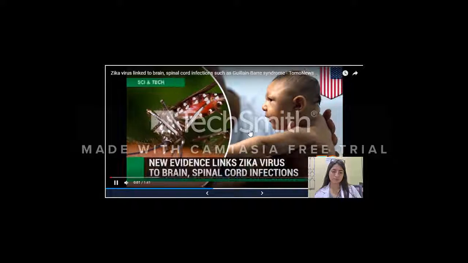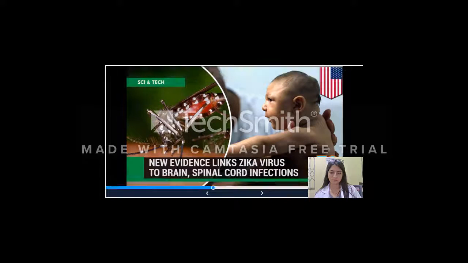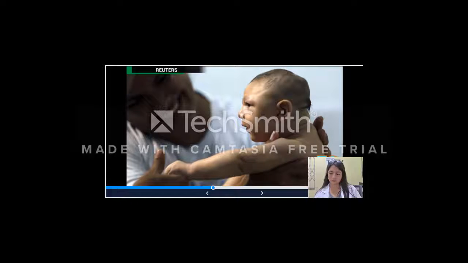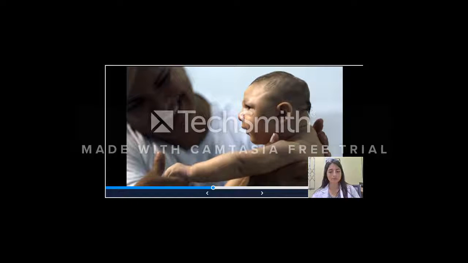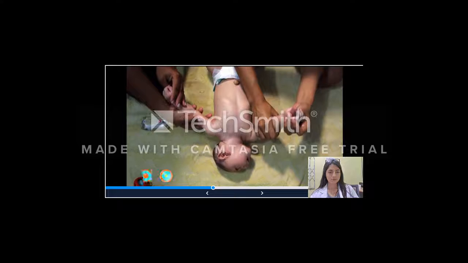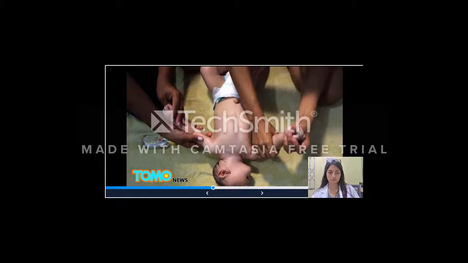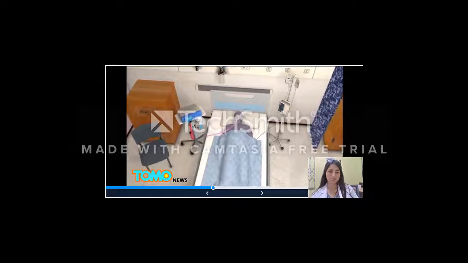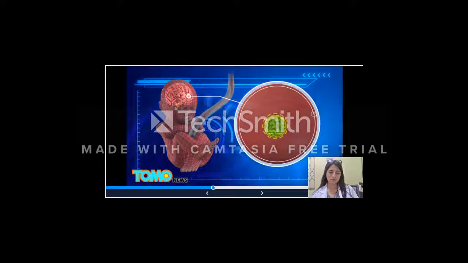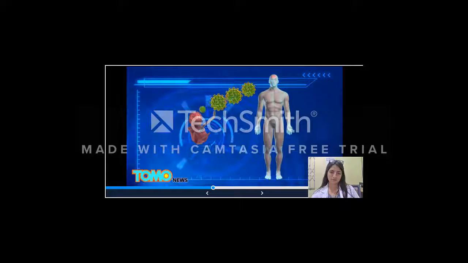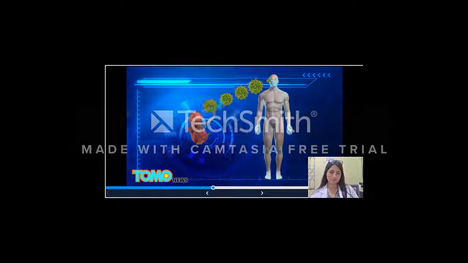New evidence links Zika virus to brain and spinal cord infections. A link between the Zika virus and neurological disorders deepens as scientists have found cases of microcephaly and Guillain-Barré syndrome may be the most obvious diseases caused by the virus. After observing the virus replicating in brain tissues of aborted and stillborn fetuses, scientists now suspect the Zika virus can act directly on nerve cells. Researchers also believe the virus may attack nerve cells directly in adults.